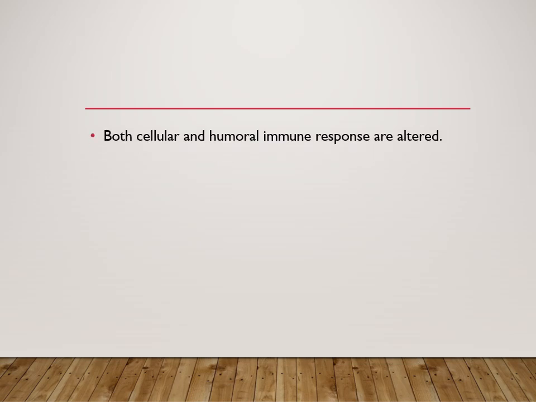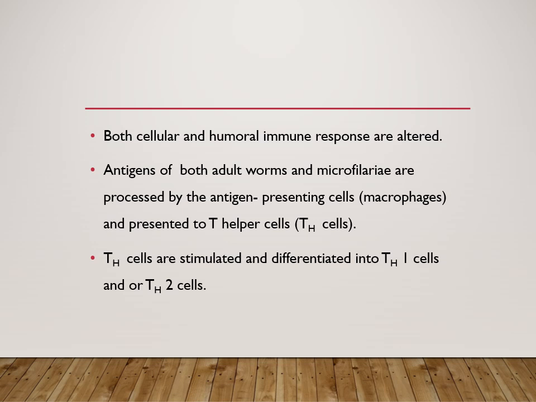Now, both immune responses are altered in filariasis. When the adult worm and microfilaria are present in the body, they are both processed by the antigen presenting cells and presented to T helper cells. So both Th1 and Th2 are stimulated and differentiated, and then they play their role.